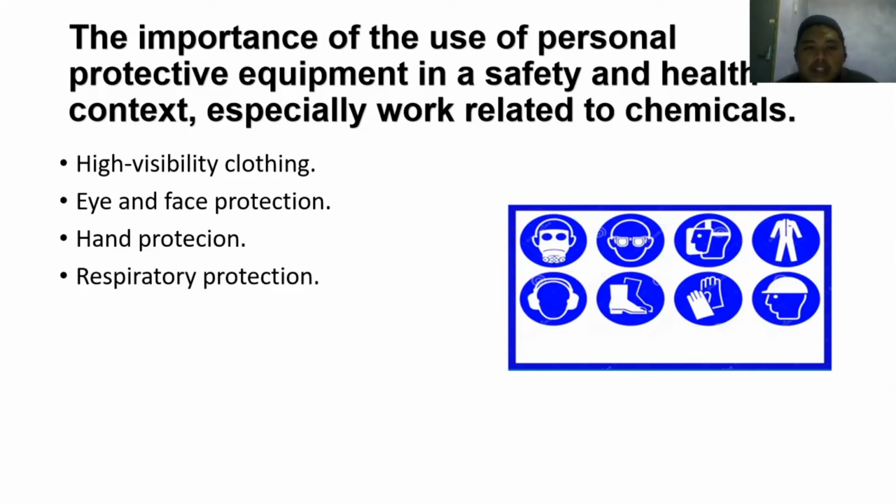So first, protection is high visibility clothing, so everyone can see you. Second is eye and face protection. Eye and face protection are equally as important as head protection, such as safety goggles, spectacles, and a full face shield, which can give you the protection needed for the eyes and face. Next is hand protection. And last is respiratory protection.